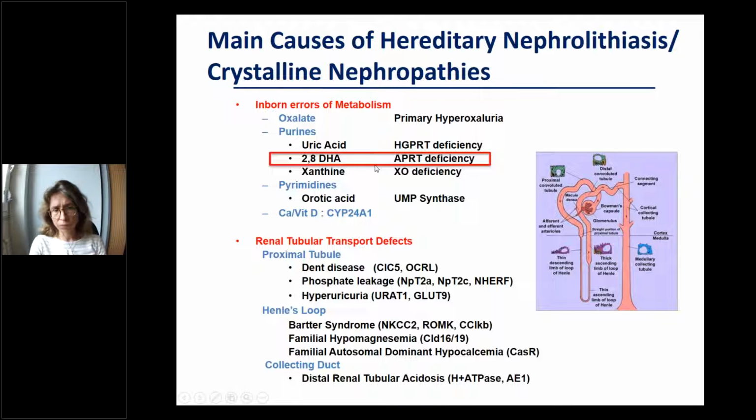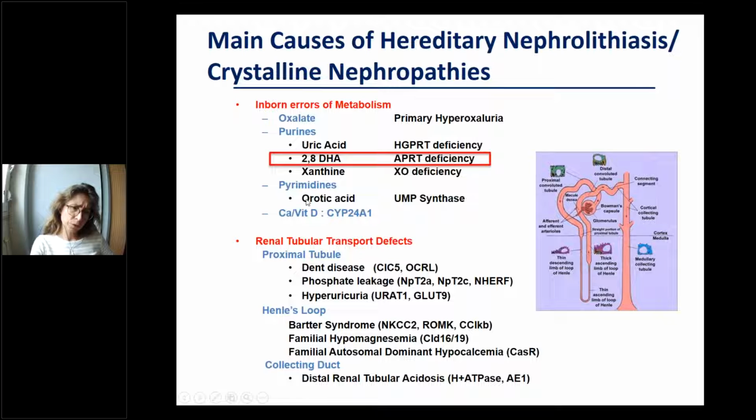This is a kind of inborn error of metabolism. You know very well primary hyperoxaluria, but if you have a defect in purine metabolism, you can have uric acid or 2,8-DHA, like in this case, or the very rare disease, xanthinuria, with xanthine oxidase deficiency.